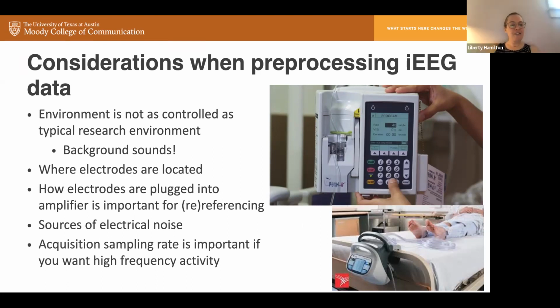Okay, and then finally, thinking about acquisition sampling rate is important if you want to be able to look at high frequency activity, like what I was talking about with the high gamma activity. Okay, any questions on this so far?